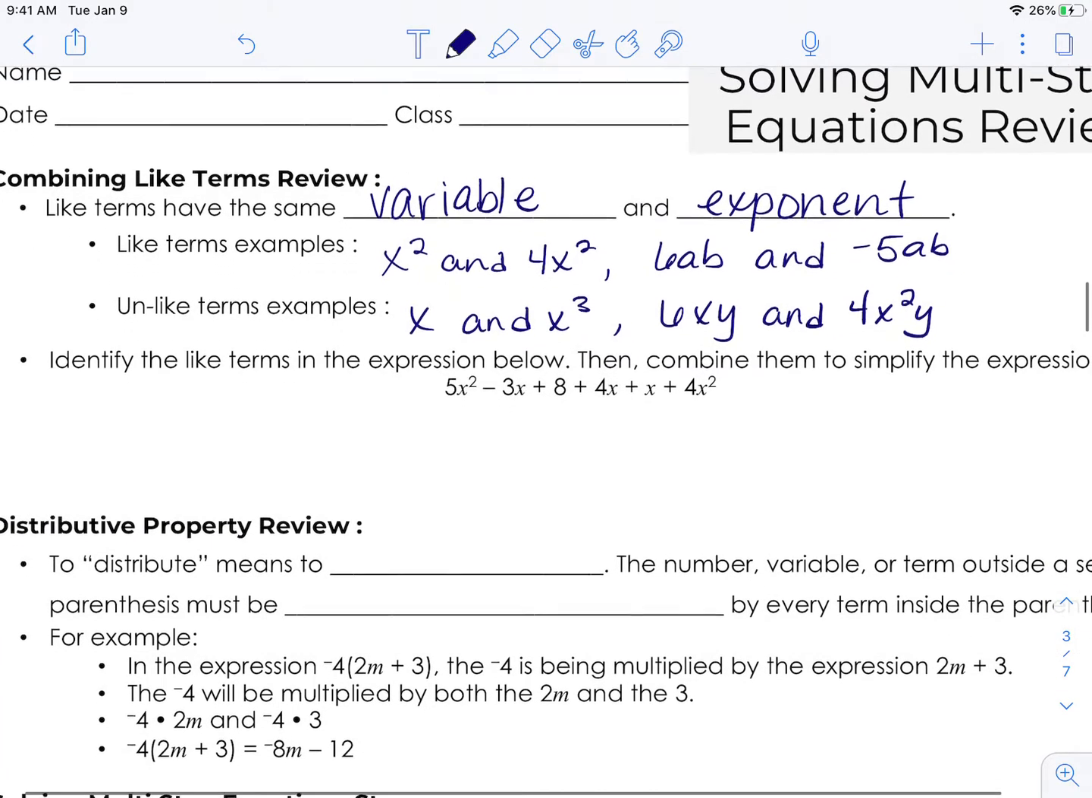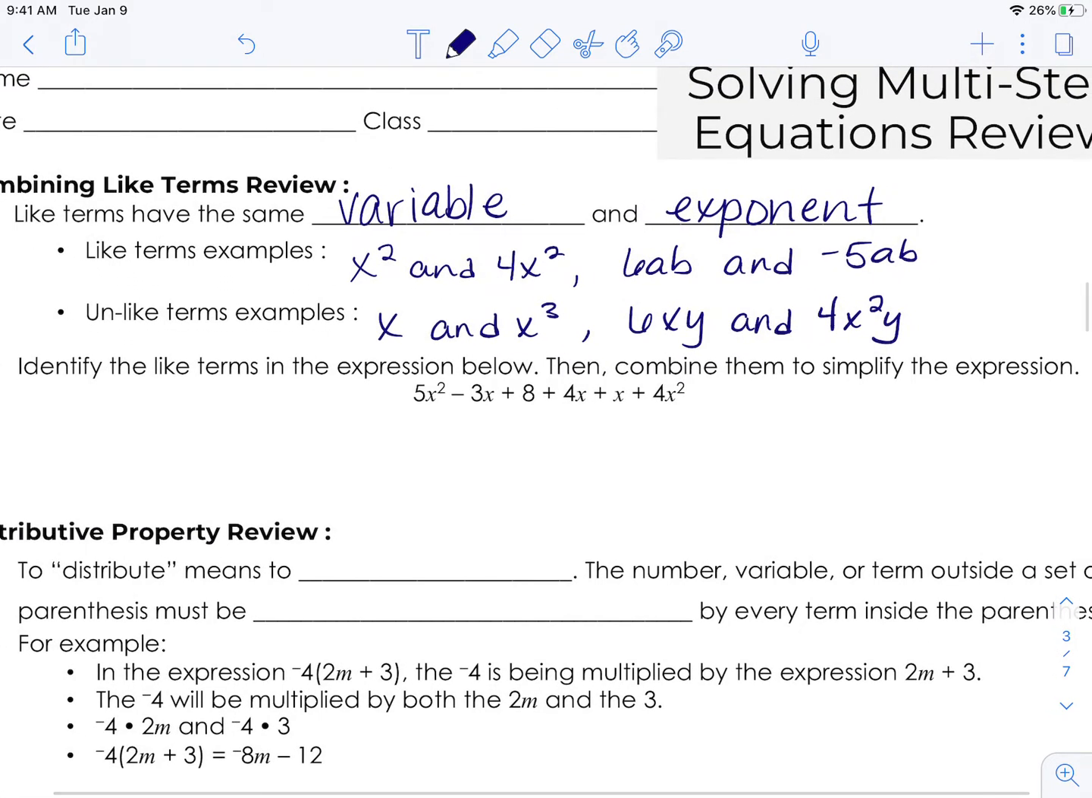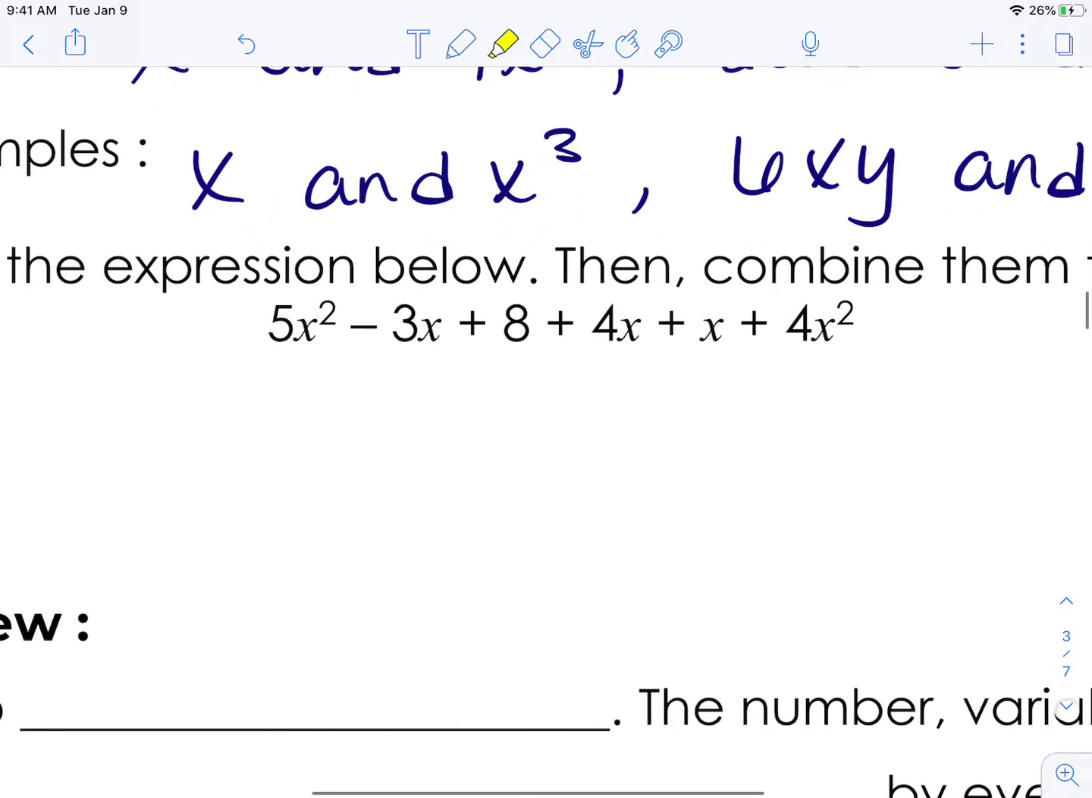So let's identify the like terms in the expression below and then combine them to simplify the expression. I'm going to use different color highlighters here, but I see right here I have an x squared. So I'm going to look down and I found another x squared here. I'm going to switch my color. Here I have a 3x. Now it's important when you highlight a term, you have to take the symbol that comes in front of it. So this is not just 3x, it's actually negative 3x. And over here we have a positive 4x and a positive x.